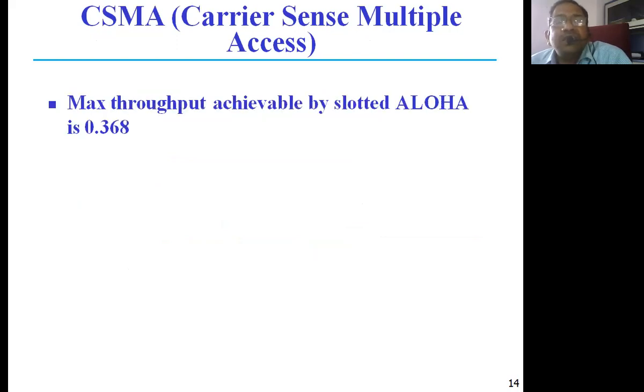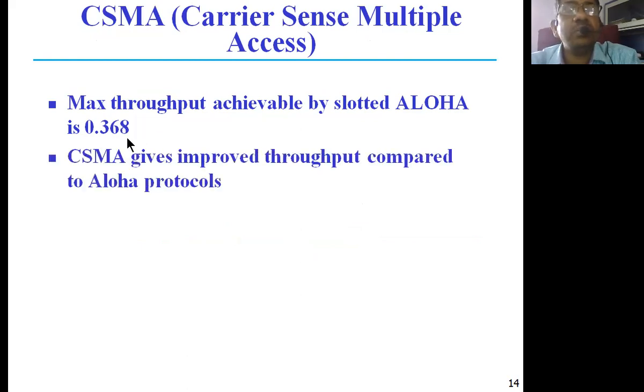Now here, the maximum throughput achievable by slotted Aloha is going to be 36.8% only. It is given in terms of a probabilistic value. As a ratio, you'll get 0.368; multiplied by 100, you get 36.8%.